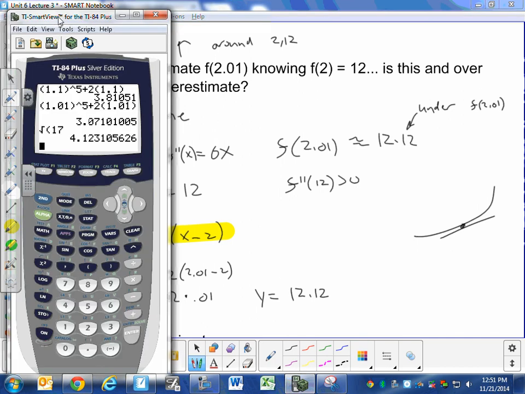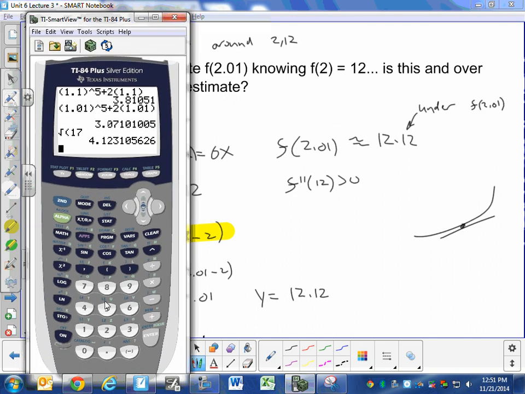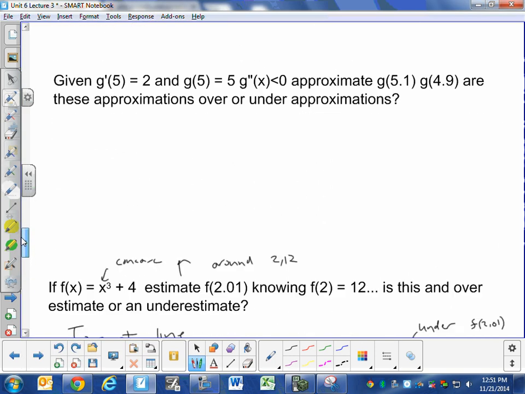Why don't we check? 2.01 cubed plus 4 is 12.1206. Wow. Just under. But it's under. How much under? 0.0006 under, Miss El Haj. Isn't that unbelievable? Wow. That's exciting, right? Gosh. This is exciting.